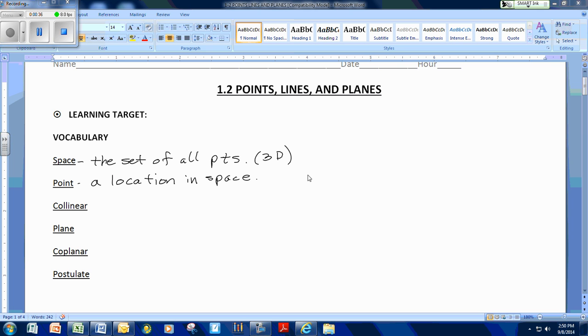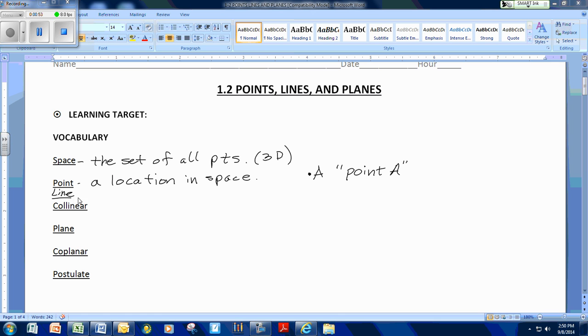Now, we name points with a dot and a capital letter. So in this case, this would be point A. We have to add one here.